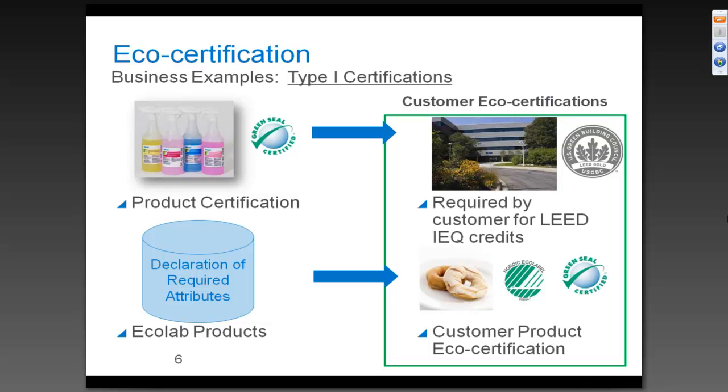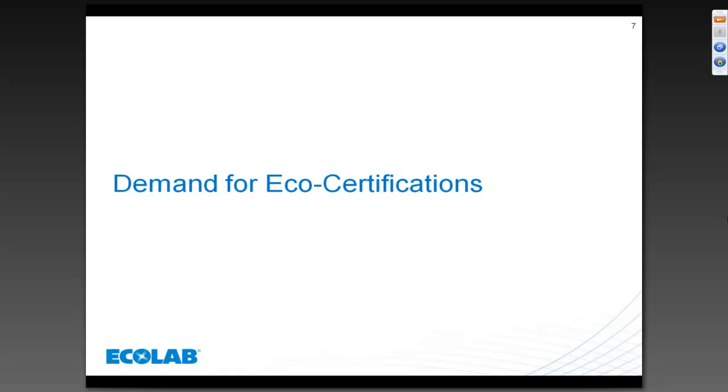And as part of that, we help our customers get their eco certification by disclosing certain attributes of our product. So this is a case where we don't get our product certified, but we help by providing our customer information and them getting their product, like the paper plate, certified. So going to the next subject, that's kind of the landscape and definition of eco-certification.